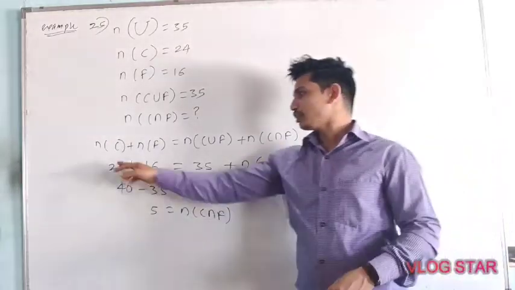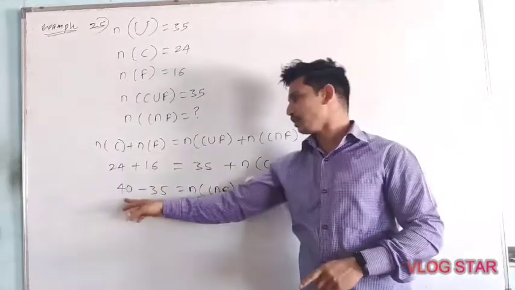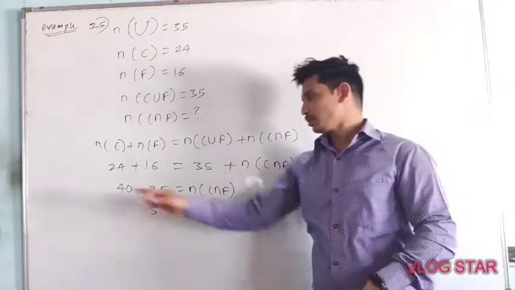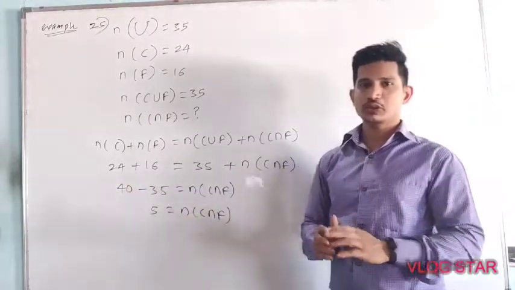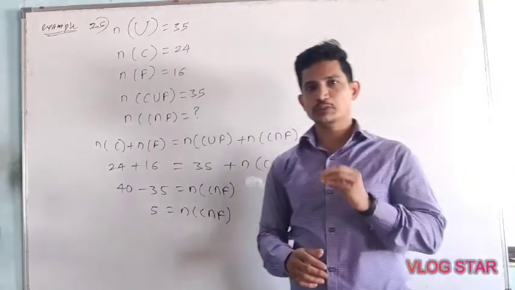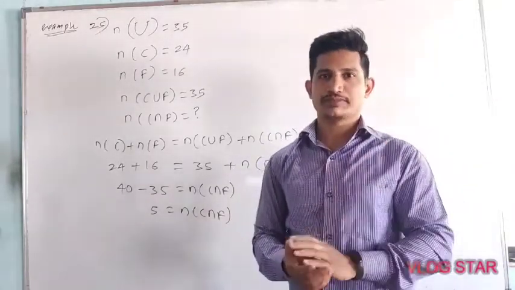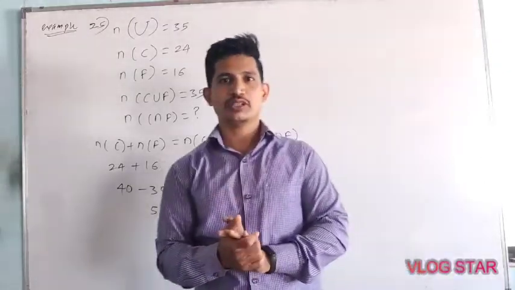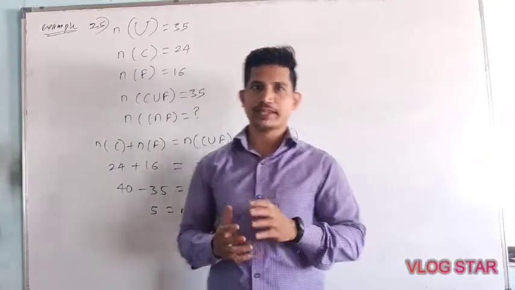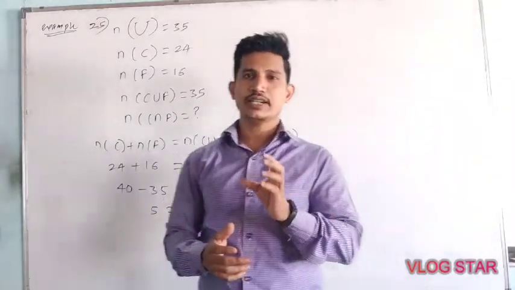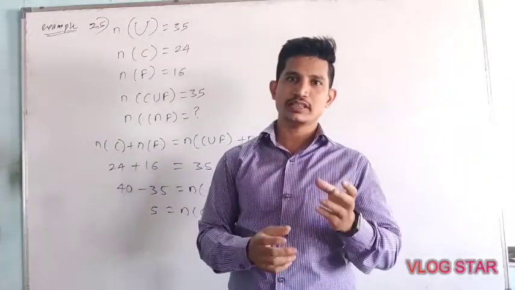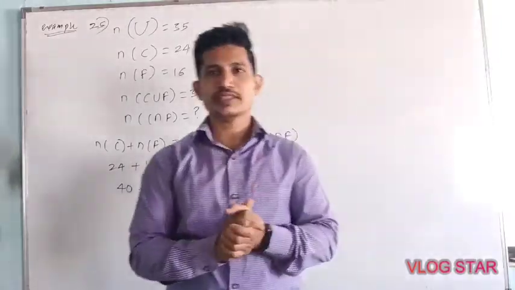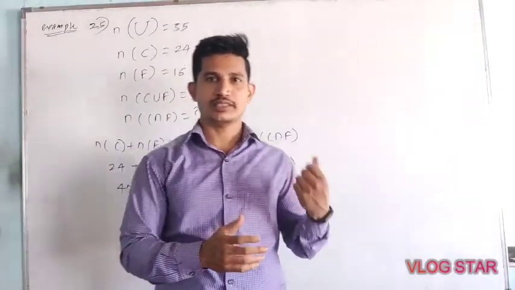Now 24 plus 16 is 40, and this plus 35 goes inside as minus 35. So 40 minus 35 is 5. So 5 students like to play cricket and football both. Commonly there are 5 students who play cricket and football. So these are some examples of practical problems on union and intersection, using union and using intersection. In the next class we'll see some more examples of these. Okay, thank you.